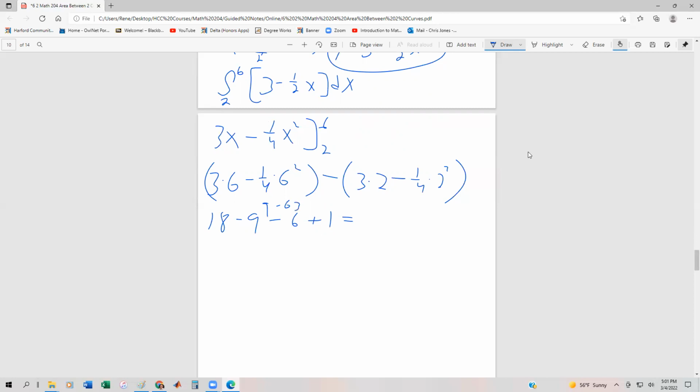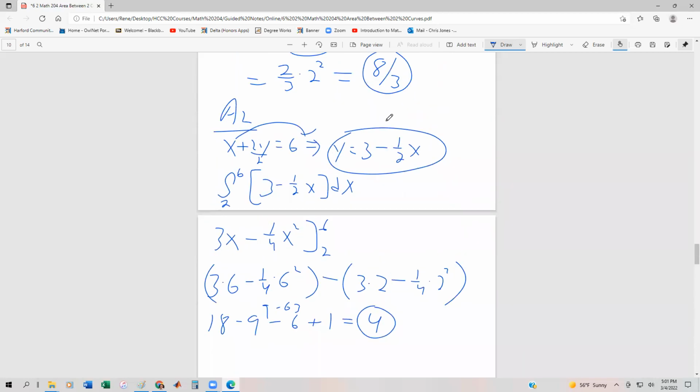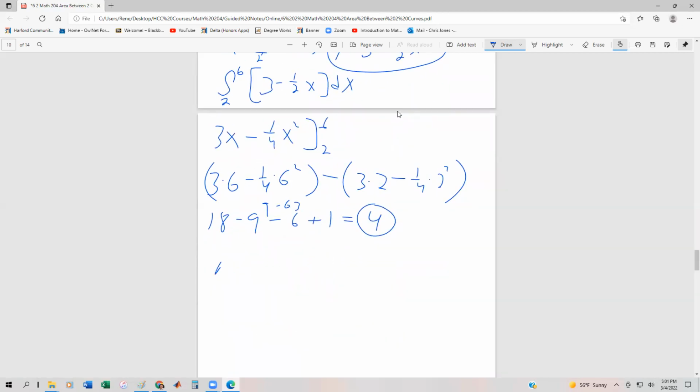9 minus 6 is 3. It's 4. Okay. Now, don't forget, though, that we already had area 1, which was 8/3. So A1 plus A2 is going to be 8/3 plus 4, which is 8/3 plus 12/3, or 20/3. All right, so pretty nasty process to get to that.